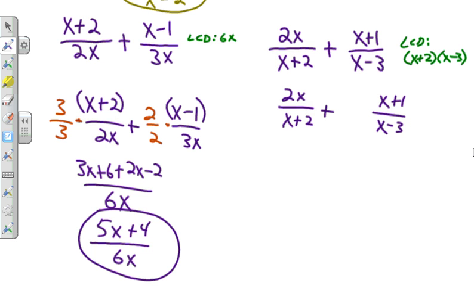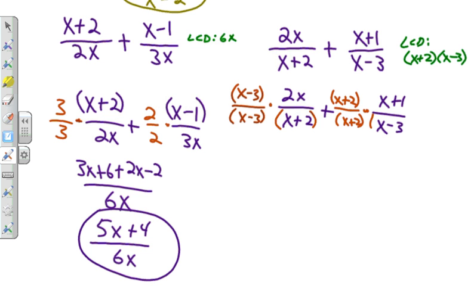So what am I going to put in here? x minus 3. Start throwing parentheses around there. And what am I going to put here? All right, the denominator I can just write now: x plus 2.